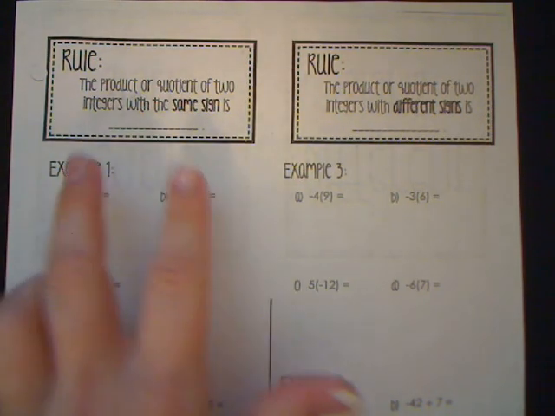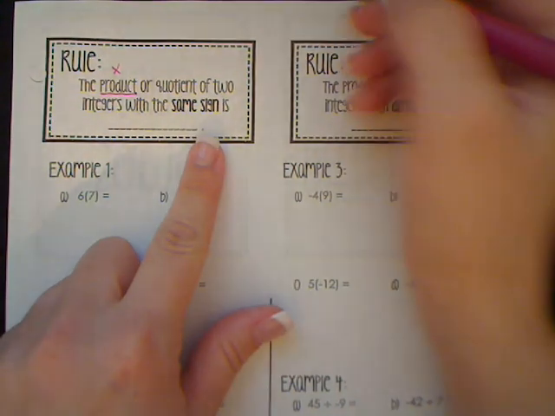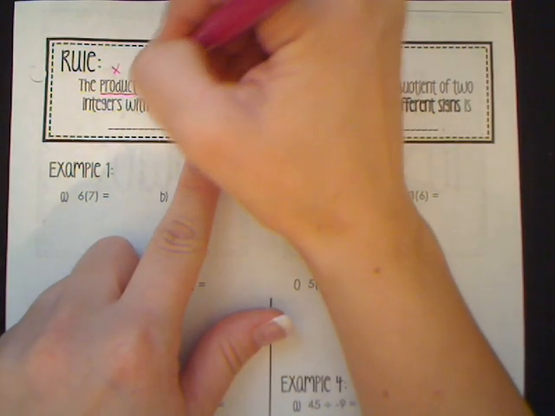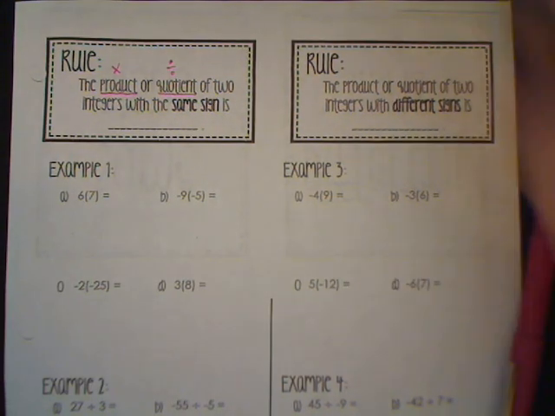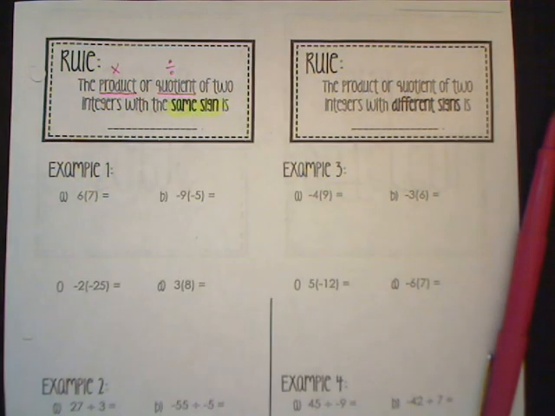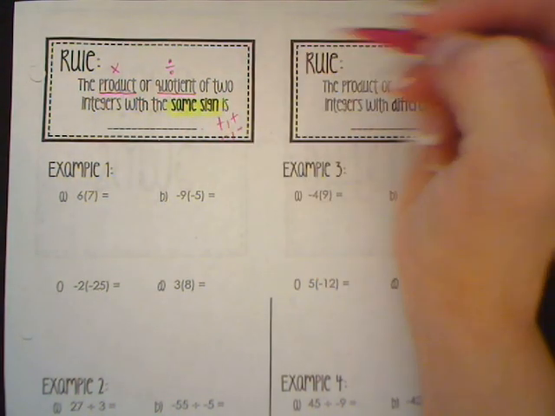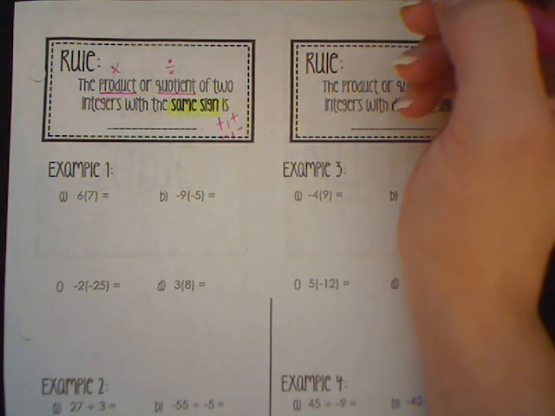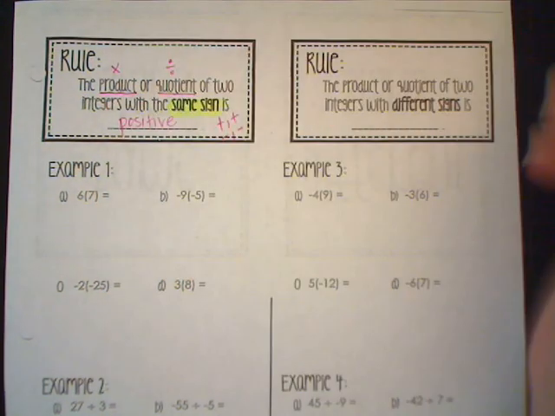So first off, we have our two rules for multiplying and dividing integers. We have the product, and product means the answer to a multiplication problem, or the quotient, which means the answer to a division problem. So the product or quotient of two integers with the same sign, that's important, same sign. So they're either both positive or both negative. So I've got positive, positive, or negative, negative, same signs. The product or quotient of two integers with the same sign is always positive. Okay, always positive.